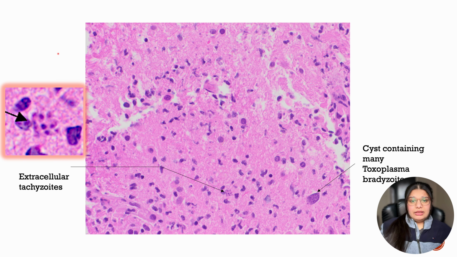Another important point is that in addition to the cysts which contain the bradyzoids, we can also have extracellular tachyzoids too, and this is how they look at low power. At higher power, see these tachyzoids, but they're not present in cysts, they're just present extracellularly, outside the cells. So this is another important finding of toxoplasma.